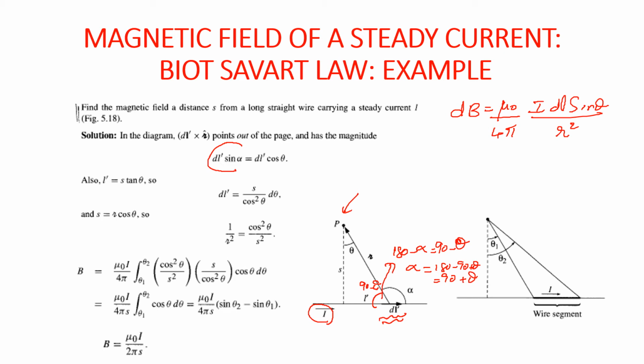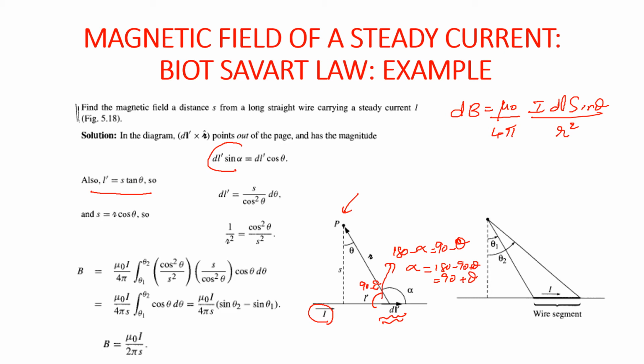Tan theta is equal to opposite side divided by adjacent side, that is L dash divided by S. That is why L dash equals S tan theta. Now dl dash is equal to S divided by cos square theta d theta. So differentiating this term, we obtain dl dash is equal to this term.